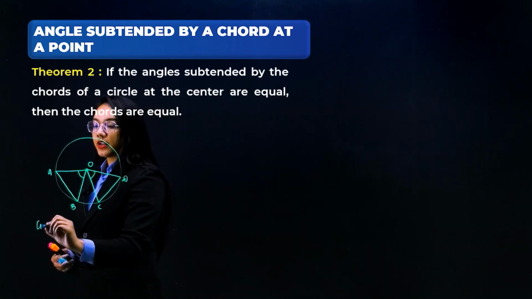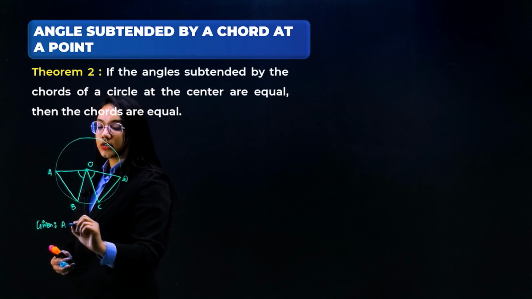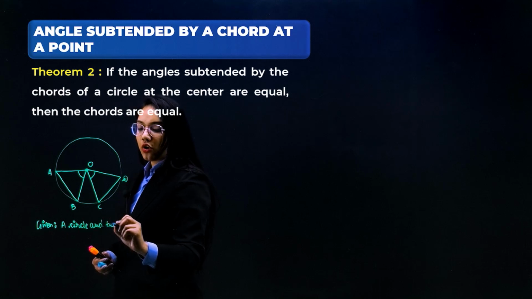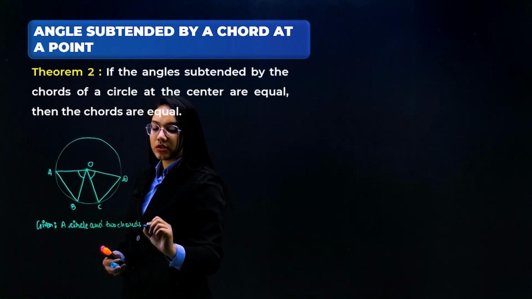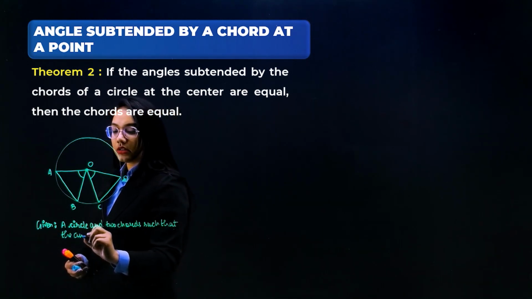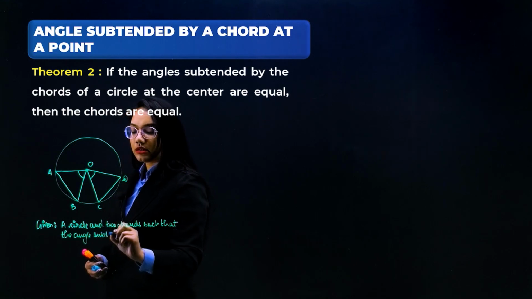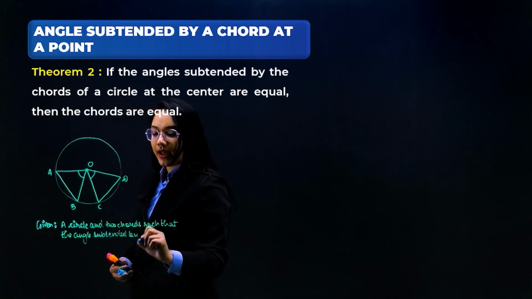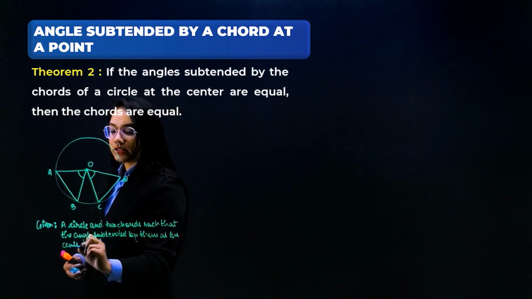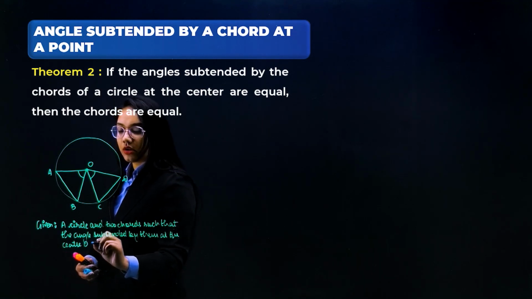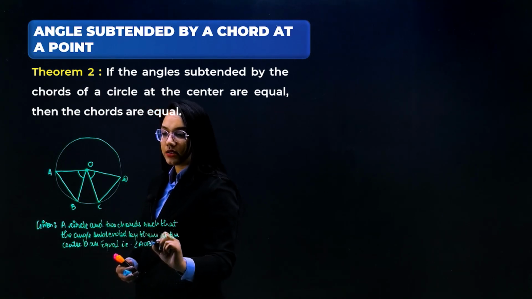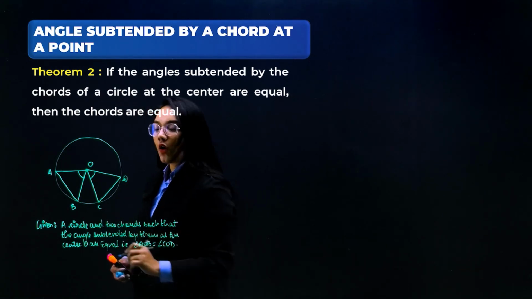So let us write it here. Given is a circle and two chords such that the angle subtended by them at the center O are equal. That is, angle AOB is equal to angle COD. So it is already given to us.